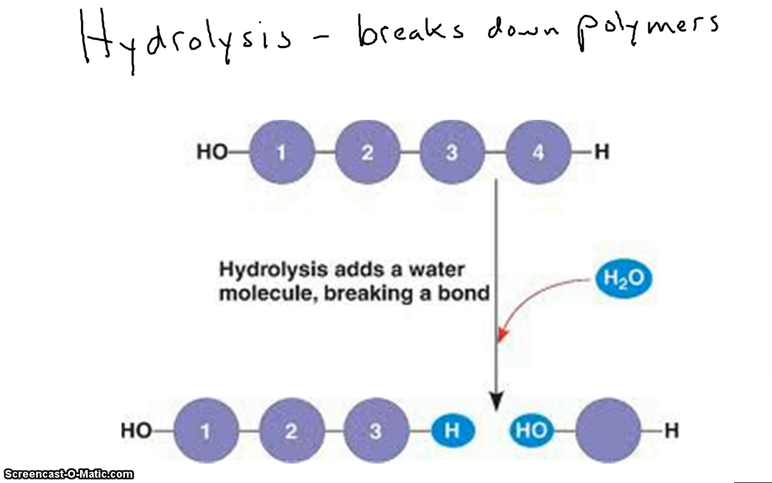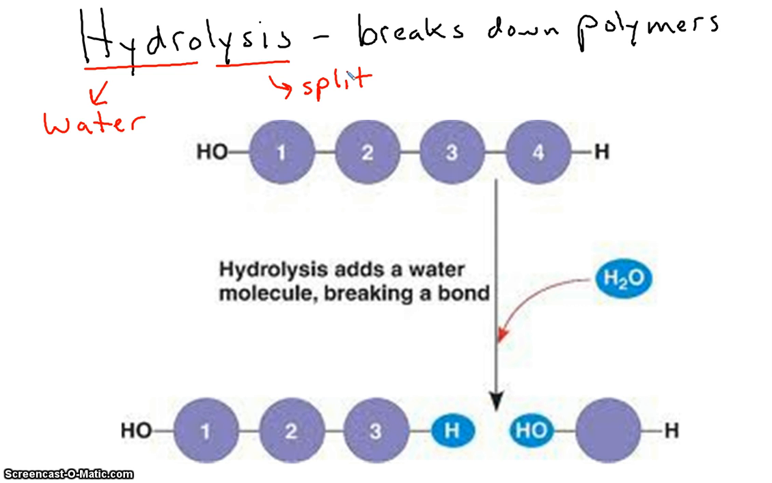Now, what about the opposite? What if we have a long chain, in this case 4 monomers linked together already? What if we want to break it down? The opposite of a condensation or dehydration reaction is hydrolysis. If we look at it, hydro means water, and lysis means to split. So hydrolysis literally means the splitting of water.